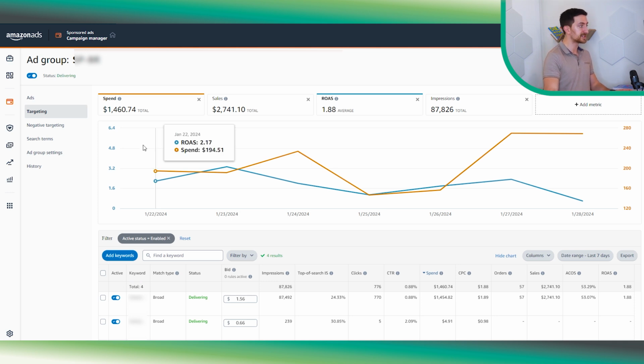So overall, I see that the structure of the campaign is well done. So we have only one ad group inside, we don't have too many keywords, we have a clear naming structure. So now let's go and check, okay, other metrics for this campaign.